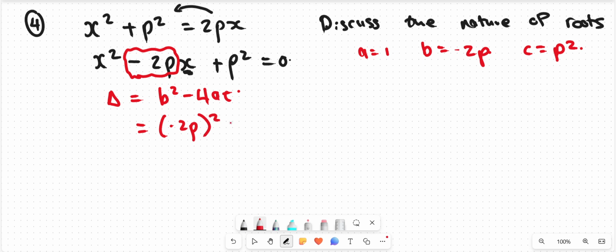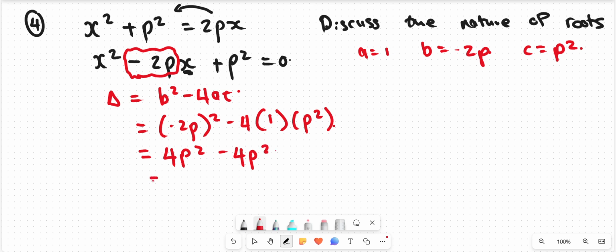Substitute the b, substitute the a, and substitute the c. Then if you multiply this out, if you square the first guy, you get a positive 4p squared. If you multiply those guys, you also get a negative 4p squared. Actually, these subtract and give you 0. So what is that telling me? My discriminant is 0. So I might not know what the value of p is, but I can still discuss what the roots would look like.